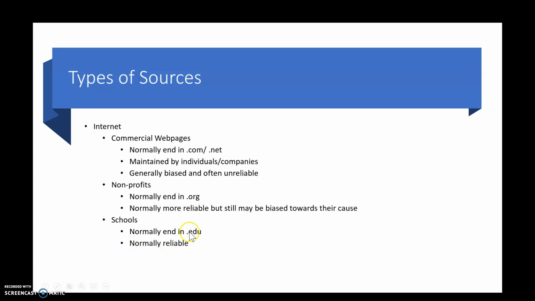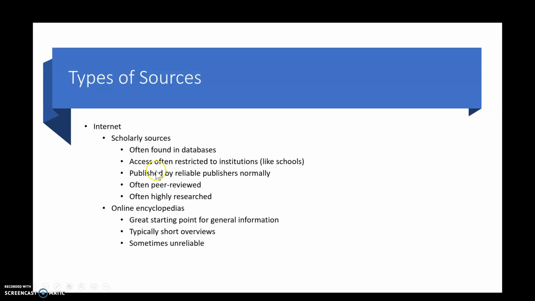Information from schools normally ends in .edu, and that normally is reliable. It normally is published by academic professionals or teachers or the institutions themselves. And so it does tend to be either peer-reviewed formally or informally peer-reviewed, in the form of my coworkers check it. Schools have a lot of pressure on them to provide academically solid information as well. So it is much more likely to be researched and much more likely to be good information.